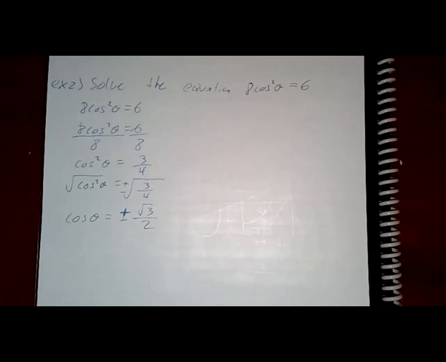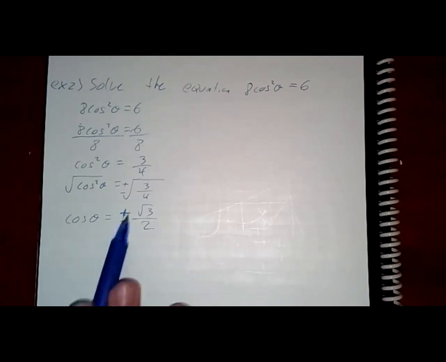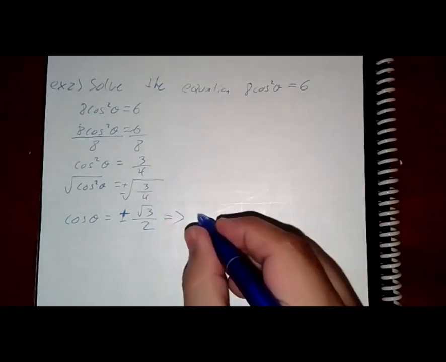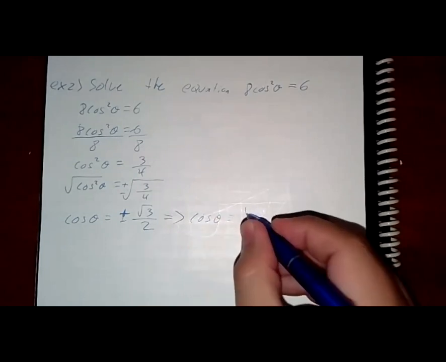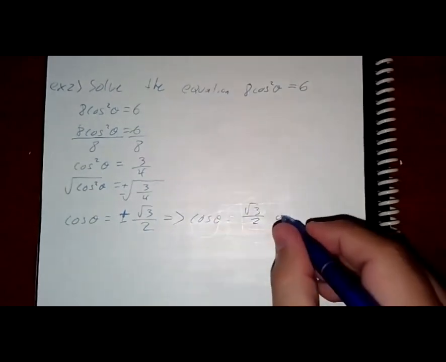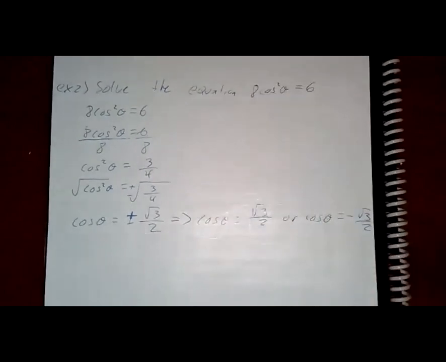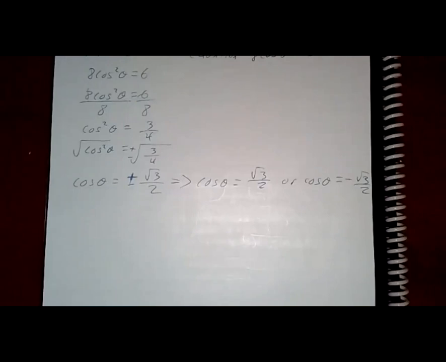Okay, now I have two solutions here. This is the same thing as saying cosine theta is equal to square root 3 over 2, or cosine theta equal to negative square root 3 over 2. Just in case it wasn't obvious, that's what we're saying, which means we have a bunch of little locations for that.